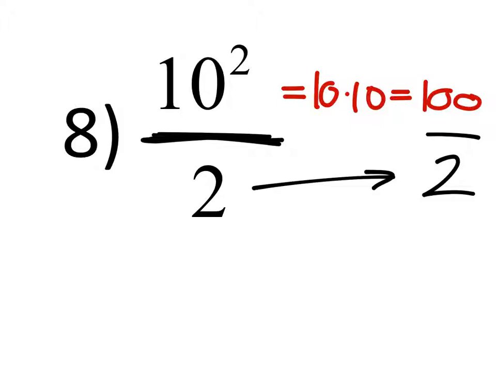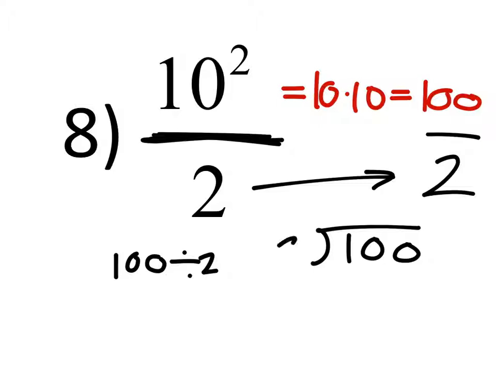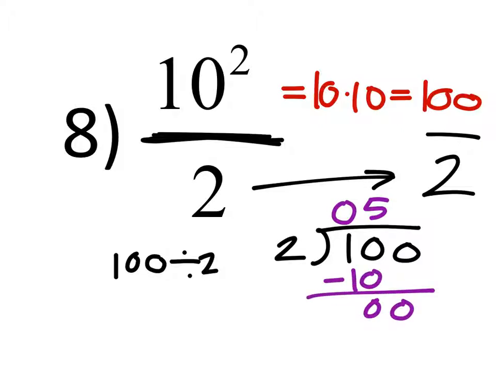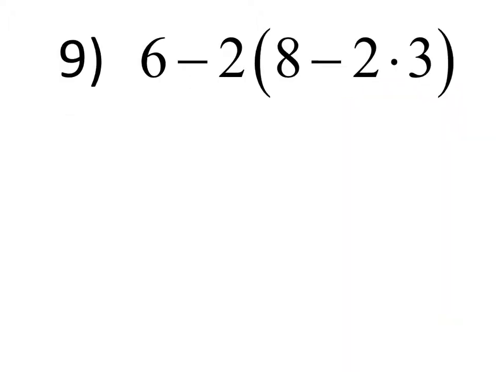Okay, so I've got 100 divided by 2, which we can use long division for. 2 doesn't go into 1, but it goes into 10 5 times. 5 times 2 is 10. Subtracting, we got these zeros. 2 goes into 0 0 times. And we can see the answer is 50. All right, this one's good.